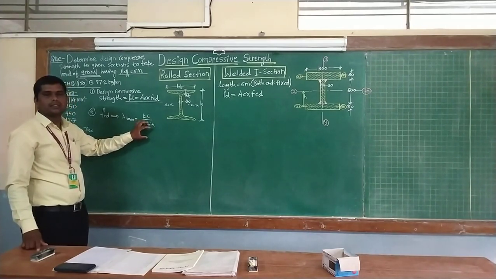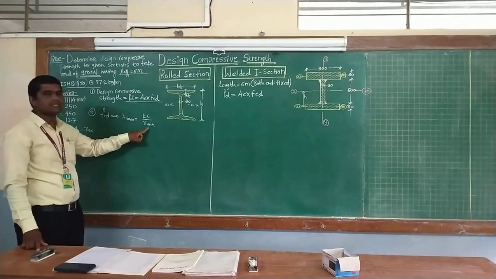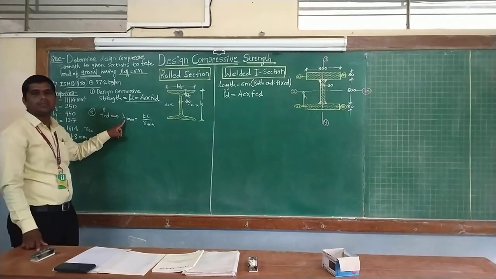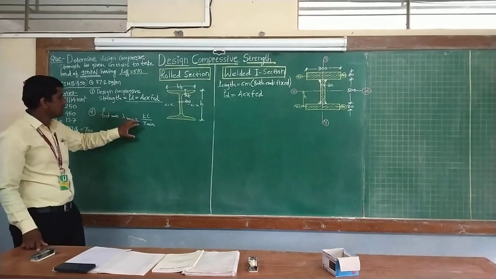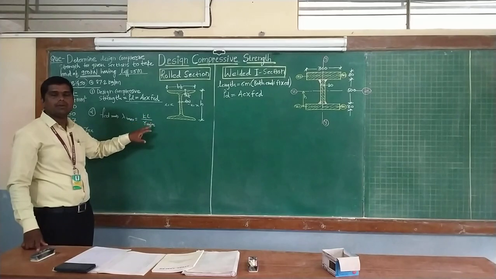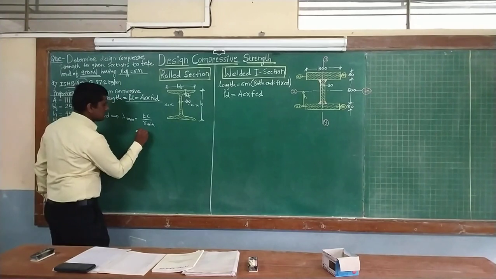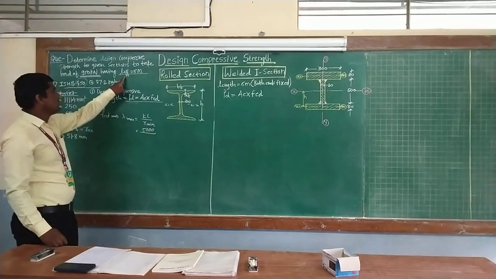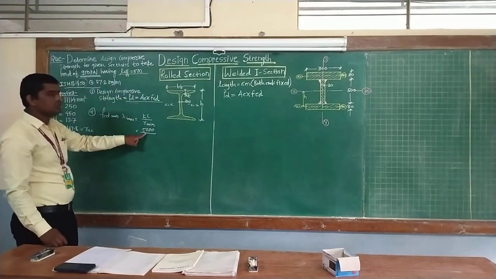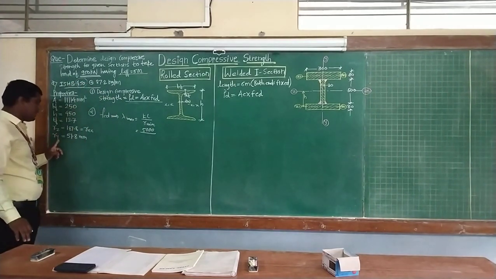We take the minimum value because then we get lambda as the maximum. If we take the maximum radius of gyration, the lambda value will be the minimum. We want the maximum effective slenderness ratio, so we take the ratio of KL divided by r minimum. Here KL is 5000, effective length 5 meter equal to 5000 mm, divided by r minimum, so rz and ry.